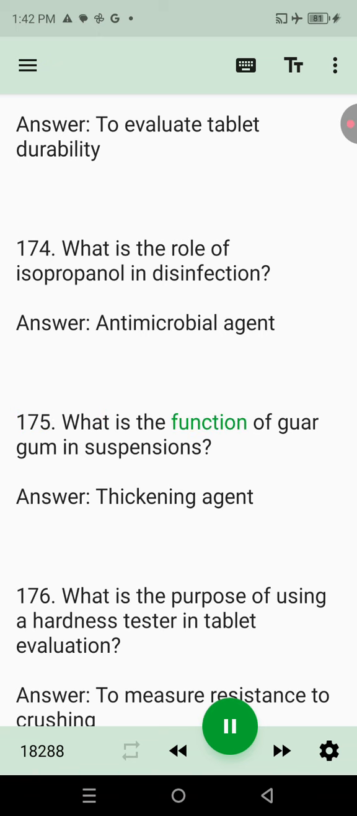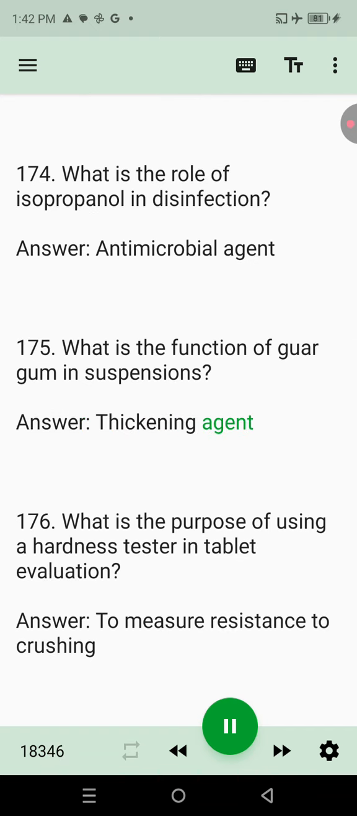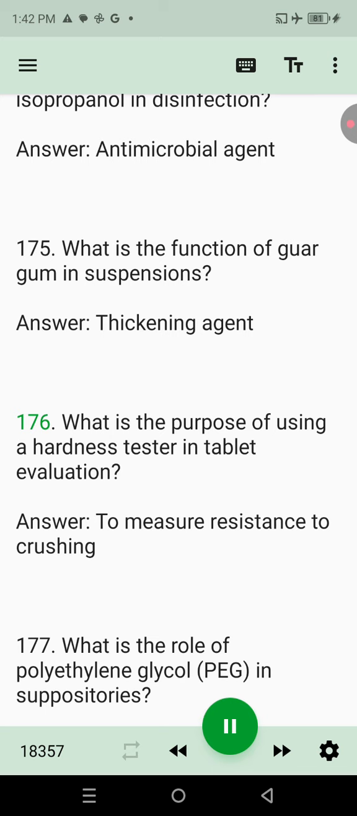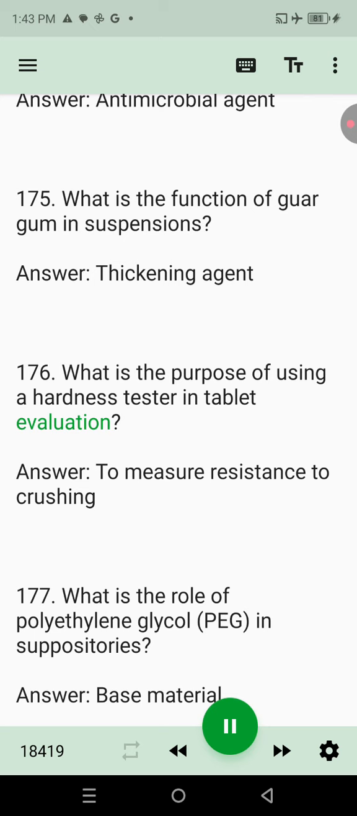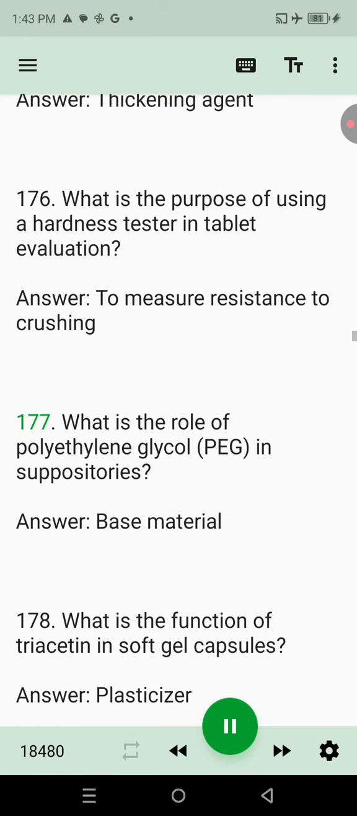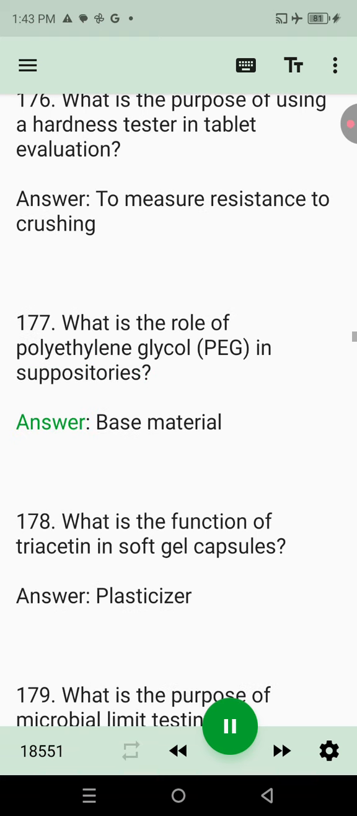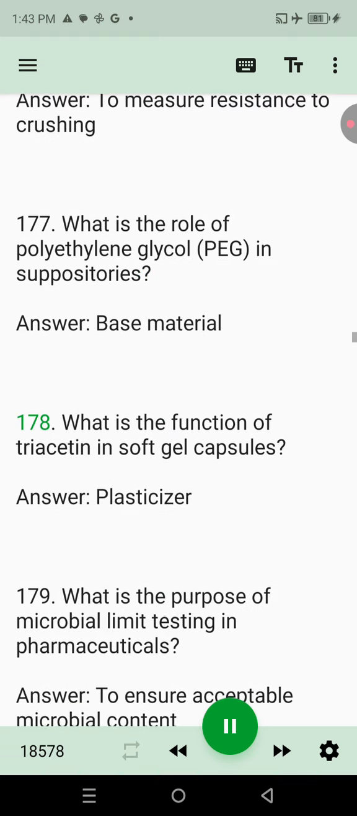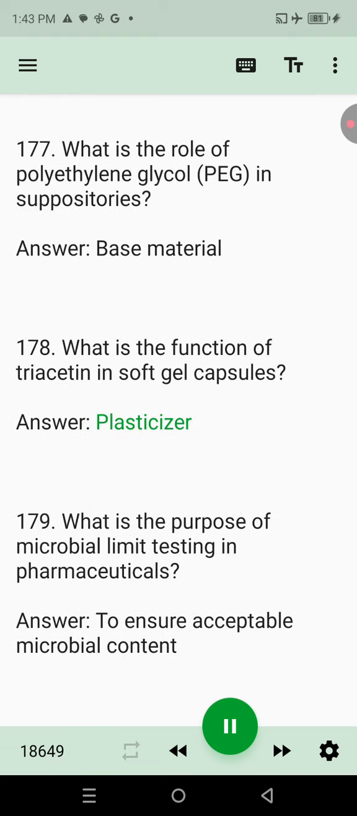175. What is the function of guar gum in suspensions? Answer: thickening agent. 176. What is the purpose of using a hardness tester in tablet evaluation? Answer: to measure resistance to crushing. 177. What is the role of polyethylene glycol (PEG) in suppositories? Answer: base material. 178. What is the function of triacetin in soft gel capsules? Answer: plasticizer.